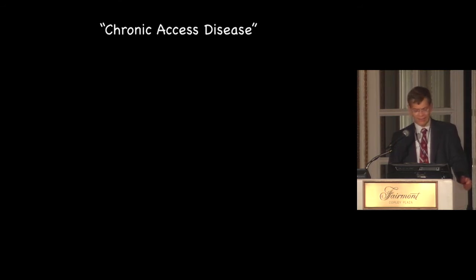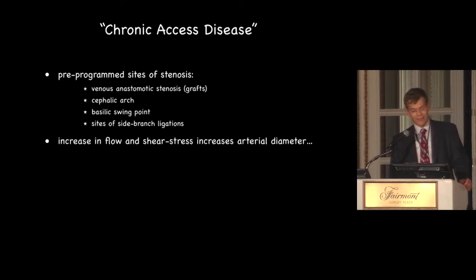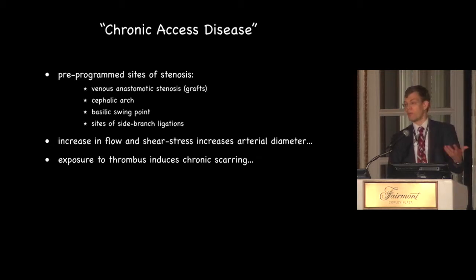And I call this chronic access disease that is really a result of what we try to do with an access creation. There are pre-programmed sites of stenosis where you find a lot of turbulence. Depending on the access, it's at the anastomosis, cephalic arch, swing point, or at sites of side branch ligations. There is an increase over the lifetime of the access of the artery due to shear stress, and so more and more blood is delivered to the vein that then has to deal with it. Intermittently, some accesses thrombose. Once you have thrombus exposure, you start a biological cascade where the vein thinks it needs to scar down and die.